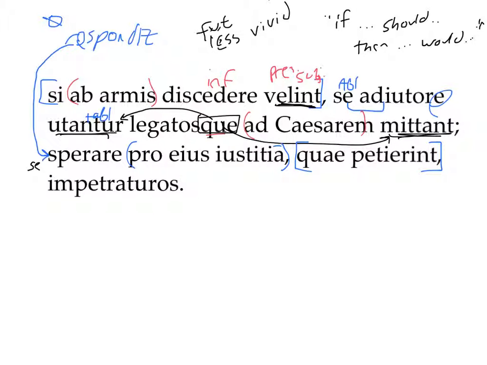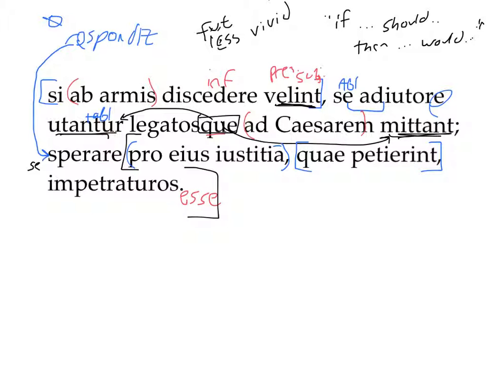Petierent is, of course, a subjunctive for many reasons. One being that it's inside of another dependent clause. We have so much dependency at this point that we are going to use subjunctives. You can argue that it's also a relative clause of characteristic, but we'll see about that in a second. And then impetraturos, that is gapping esse because we are in an indirect statement. We're actually in another indirect statement after sperare, because sperare means to hope or to believe, a head verb, and then we have another infinitive, impetraturos esse. So this is actually another giant ACI, just like that after sperare.